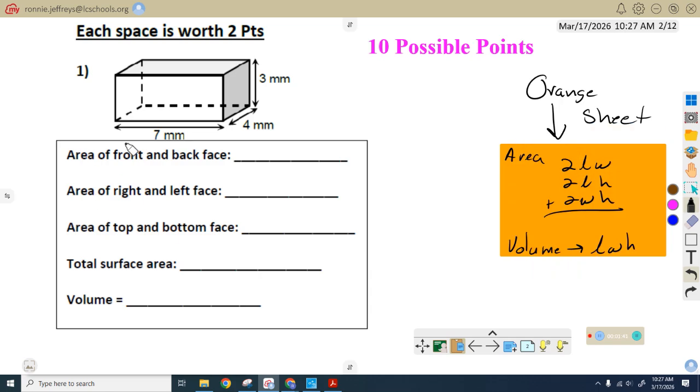The front is right here, so this would be 2 times 7 times 3, so this would be 42 millimeters squared. If you don't put the units to measure, it's wrong. If you don't put the right power to it, it's wrong.